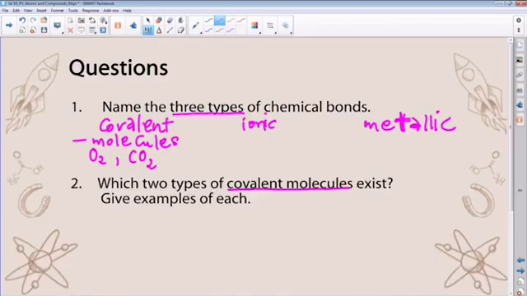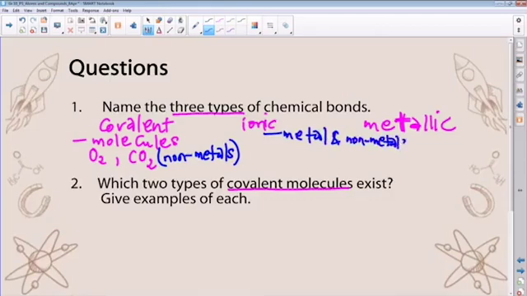And now, typically, we say these occur between atoms of elements which are non-metals. So this happens between atoms of non-metals. Very key to remember that. And then as far as ionic bonding, we have metals combining with non-metals.